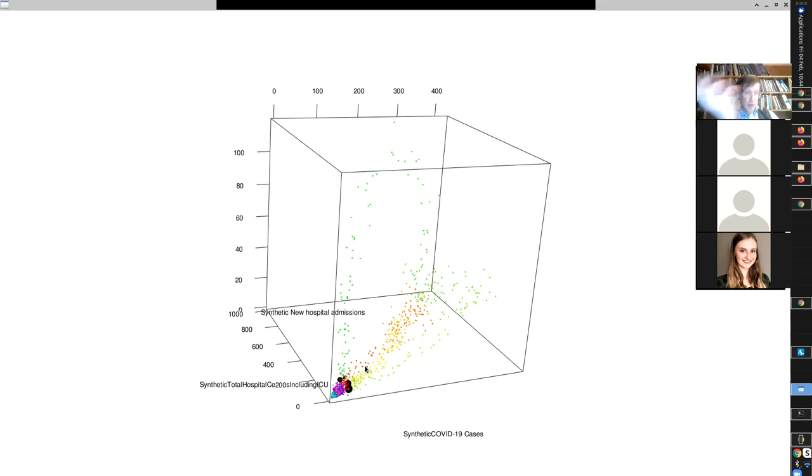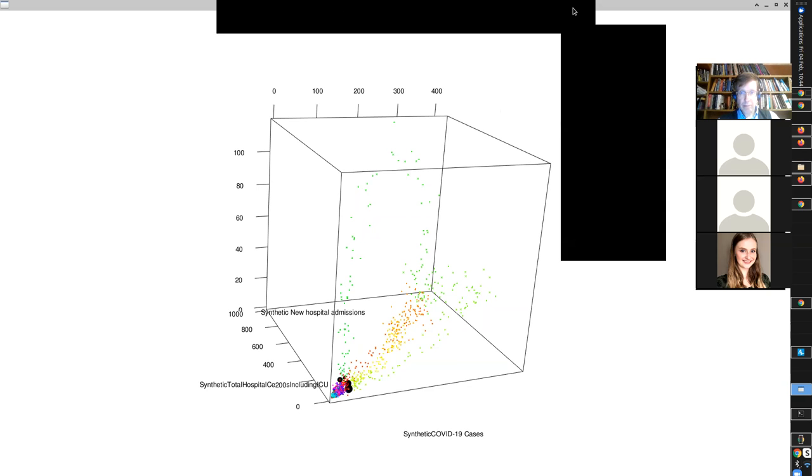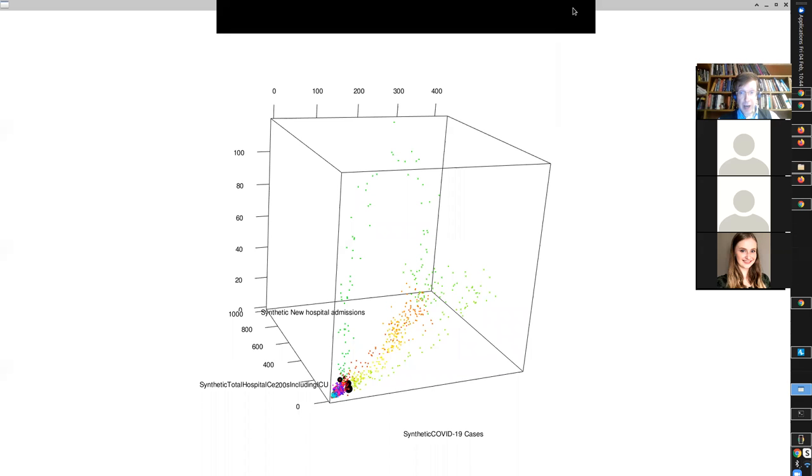The fact that we see this loop, what might that correspond to in terms of a time series, or patterns we see over time? Anyone? Don't see anything in the chat. Anyone?